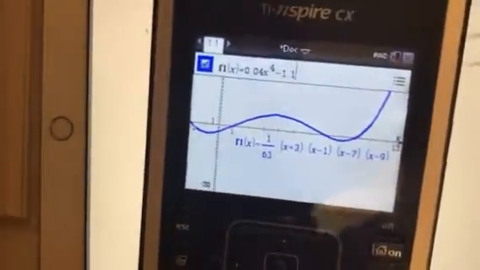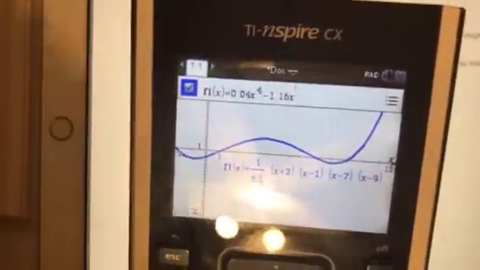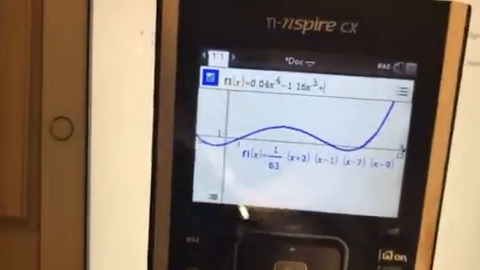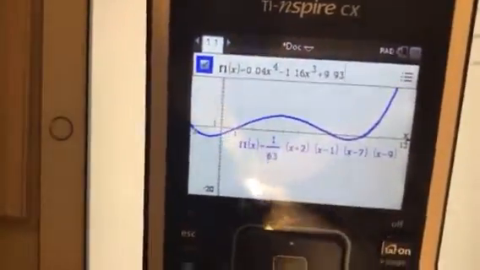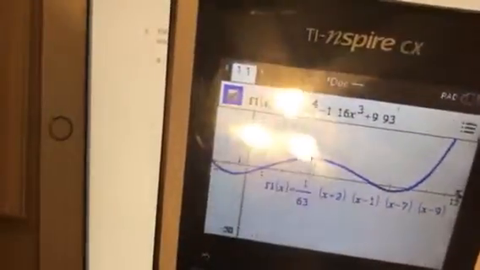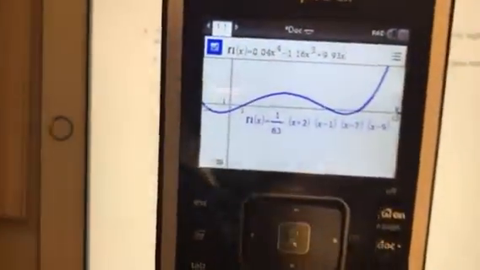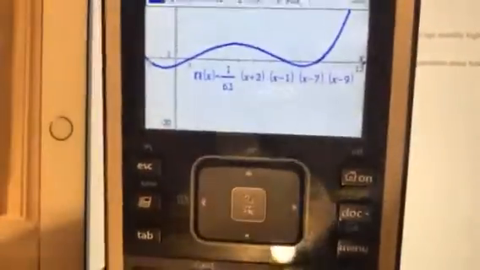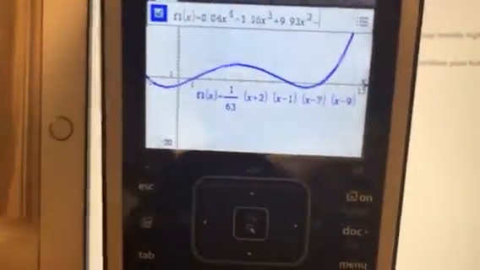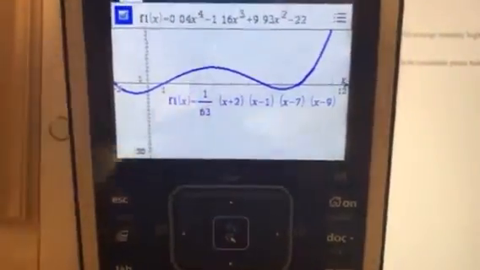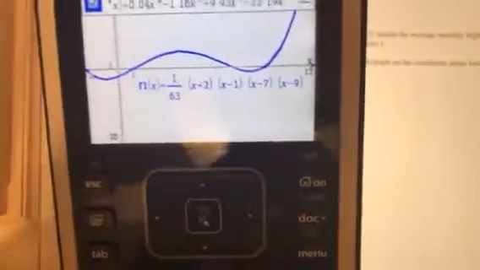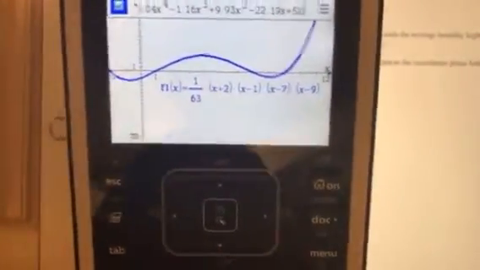0.04x raised to the 4th power, minus 1.16x raised to the 3rd power, plus 9.93x squared. So I'm just trying to look around my calculator. Minus 22.19x plus 50.32.